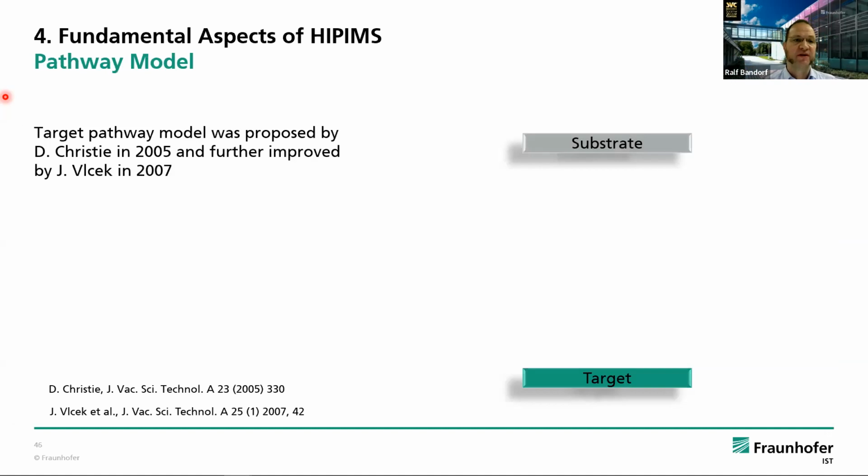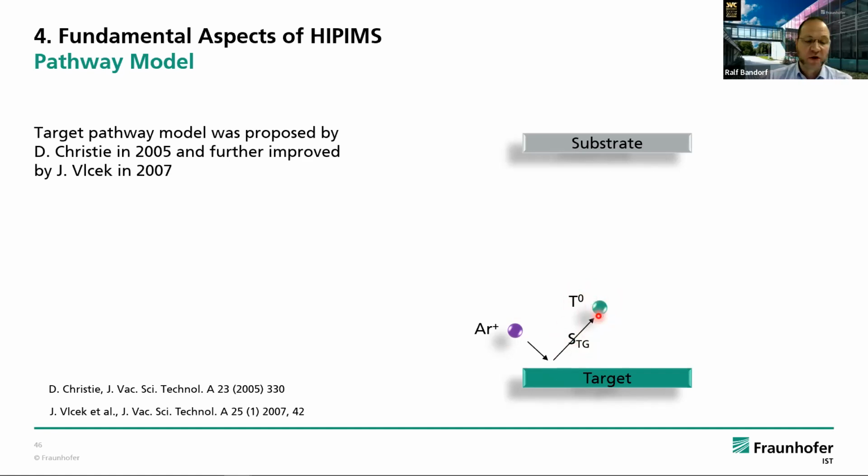Some description of this is given by the pathway model. This was proposed by Dave Christie and improved by Jaroslav Wilczek. We look at our substrate we want to coat and our target. We start with an argon ion sputtering the target with a sputter yield for the argon hitting the target and releasing some target material. So, the sputter yield for a gas ion releasing a target material.